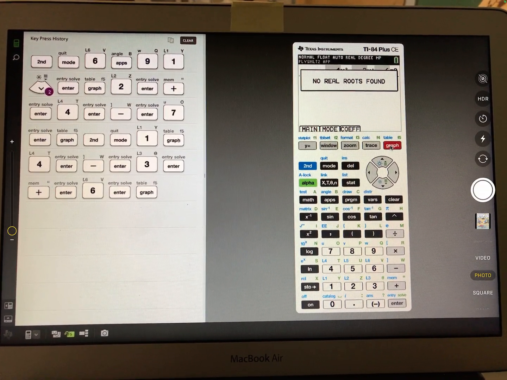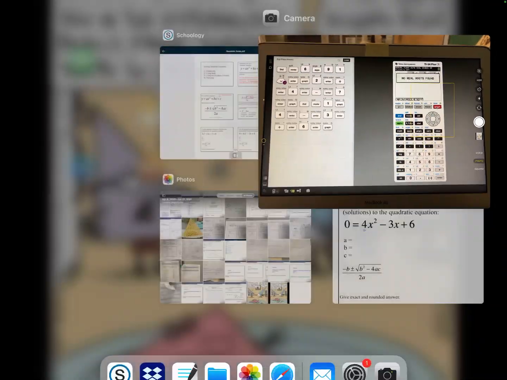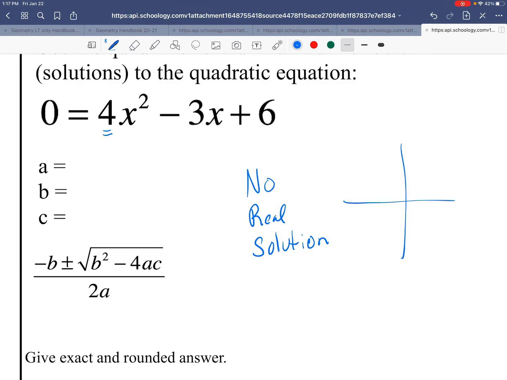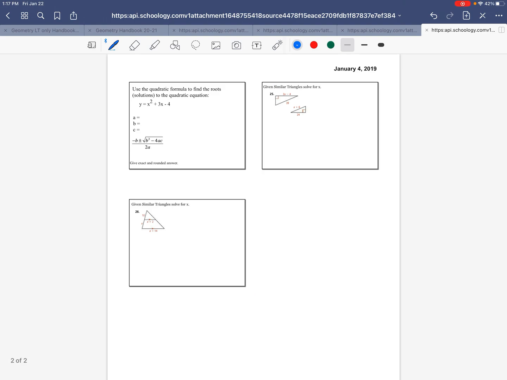No real roots found. This means no solution, at least not in the real number solution. So we go back to this, and we put no real solution. Graphically, this is telling us that the parabola does not cross the axis. You can see where our graph is not crossing the x-axis, so we get no solution here. Let's go to the next page.